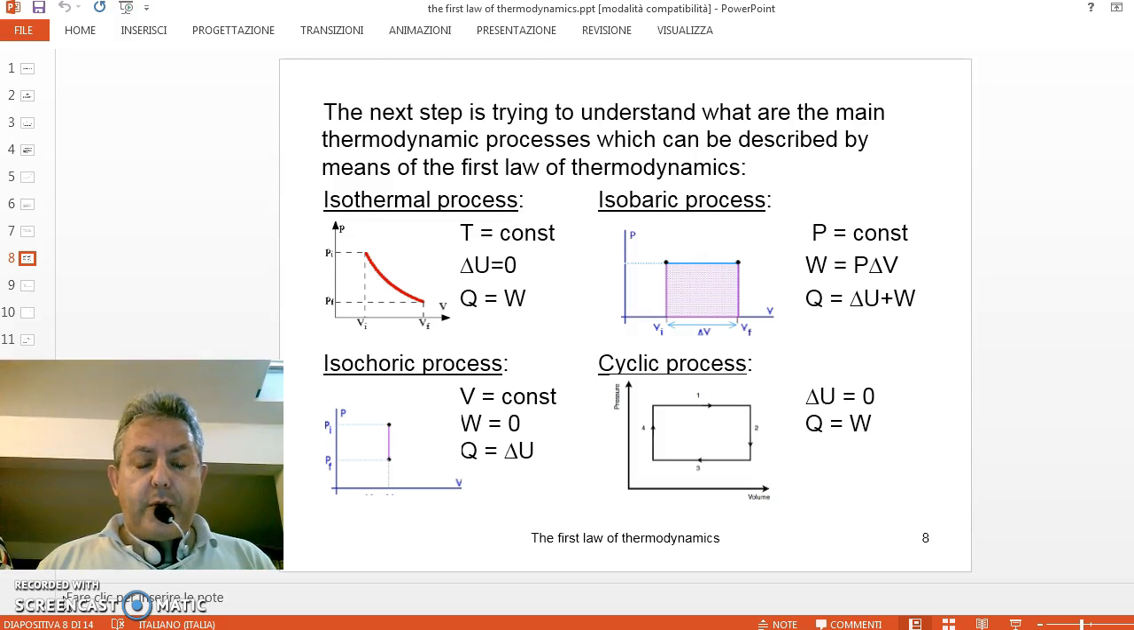There's one more process we need to consider, the so-called cyclic process. A cyclic process is a process where the initial state of a system coincides with the final state of the system. This is important because in this case delta U is zero, and the first law of thermodynamics is simply in the form Q equals W.